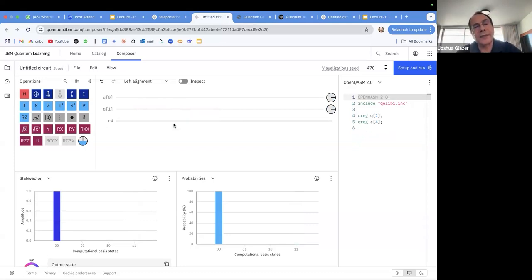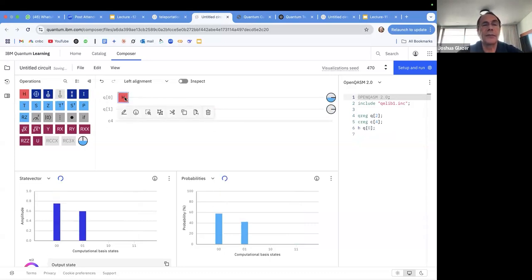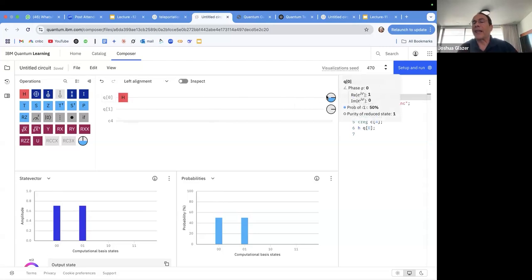So I'm assuming you understand. Now I'm going to do something really, really crazy. I'm going to put a Hadamard here. And if you remember, putting a Hadamard here turned this Q0 into a superposition. So now it's half-half. It's half 0, half 1, right?